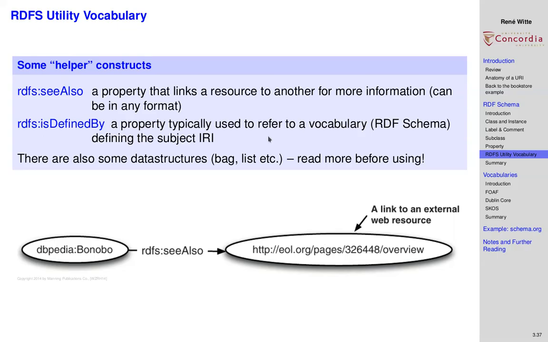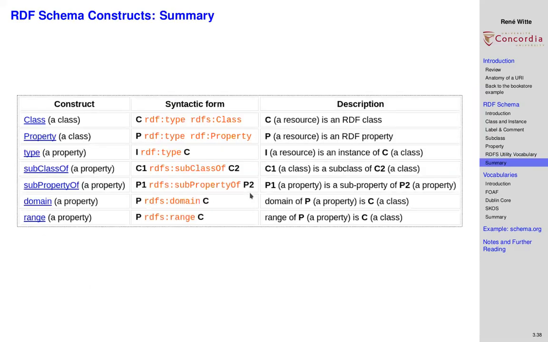Additionally, there are a couple of data structures. So there are things like bags and lists and so on. I'm not going to show them here. When you actually need them in practice, you should read up a bit more on how they work. But I don't want to introduce more stuff that you don't need right away. So just be aware that there are data structures like lists for RDF. And when you have to use them, look at some of the references that I'm going to give you later.